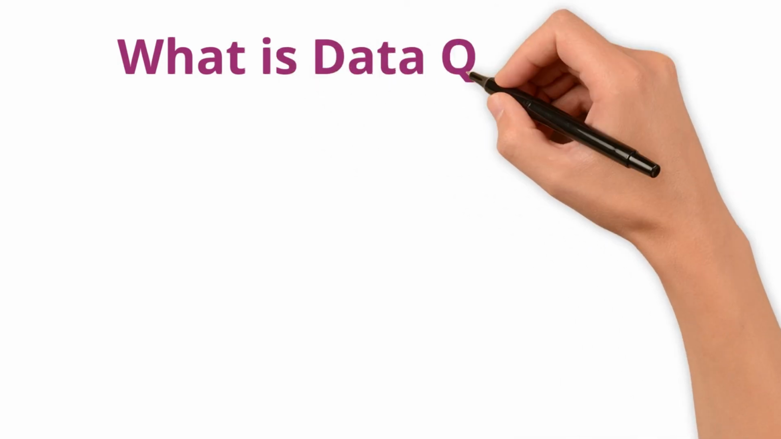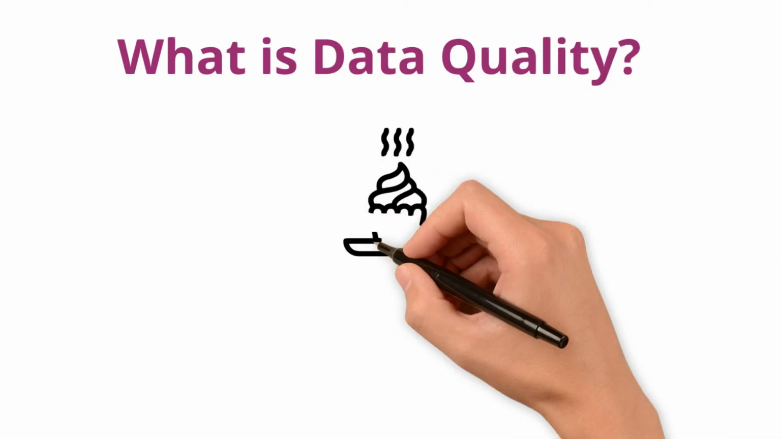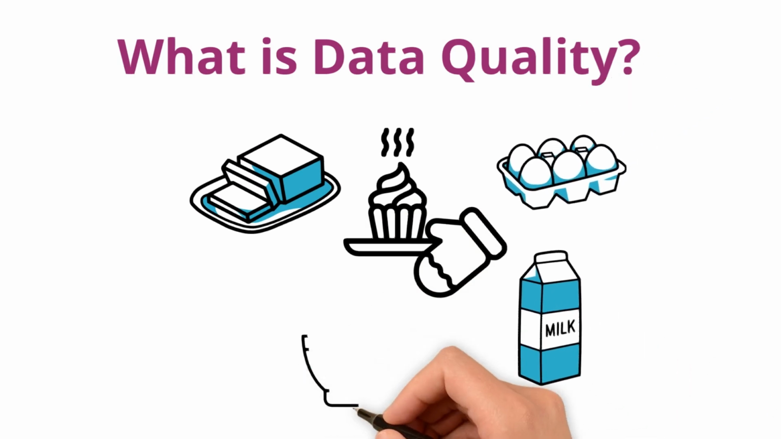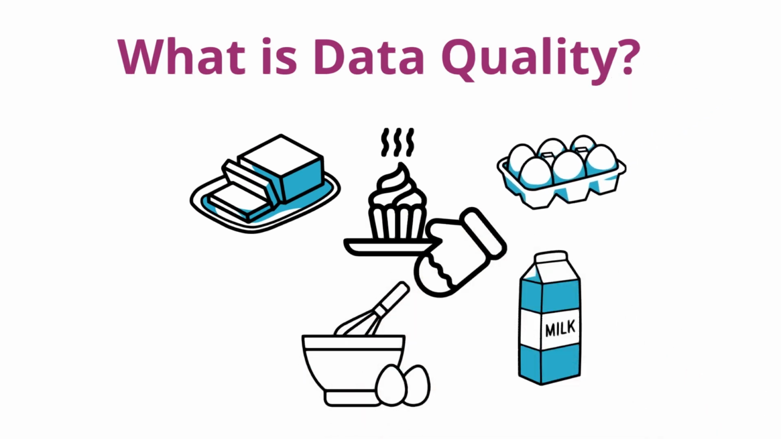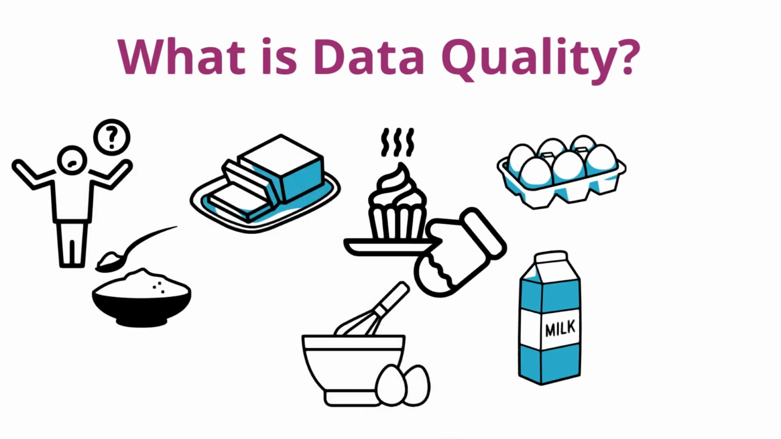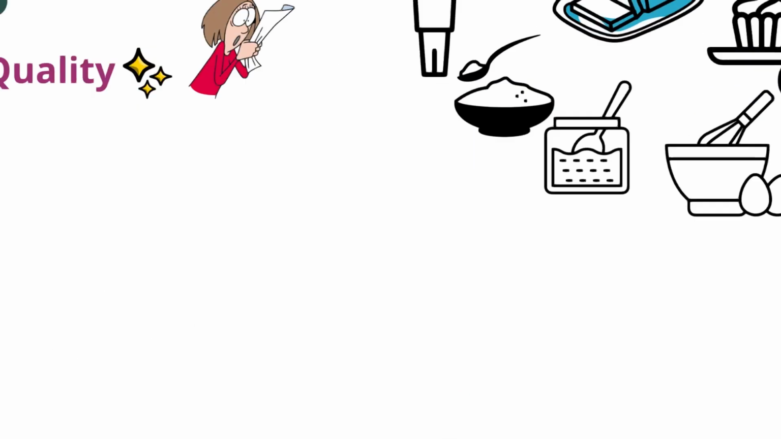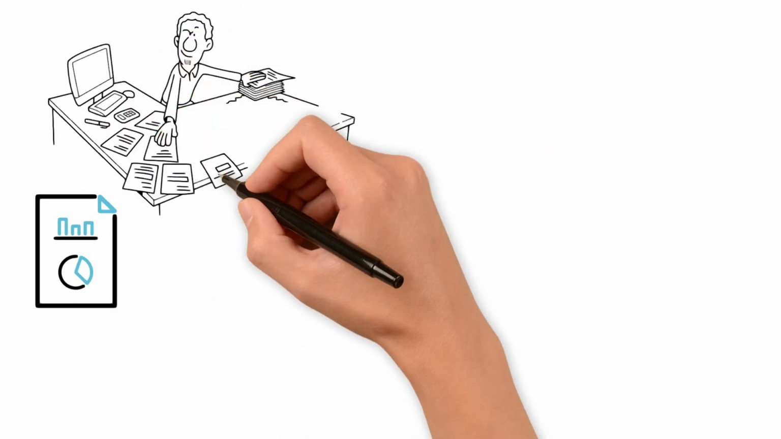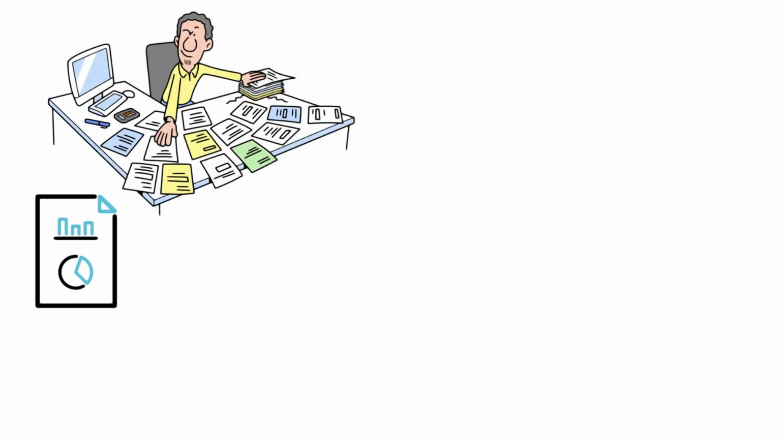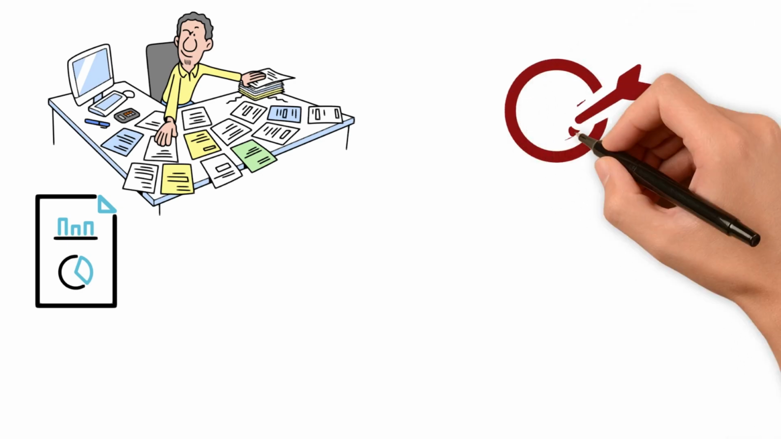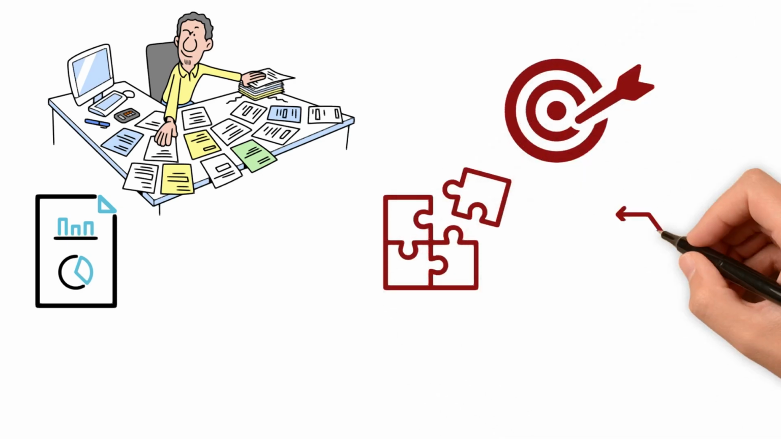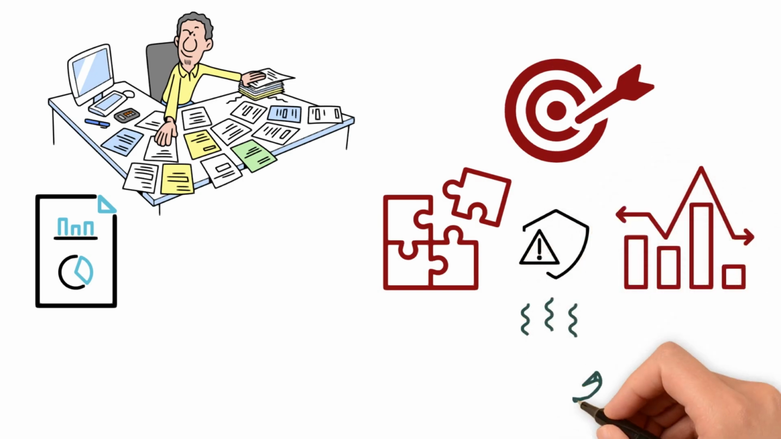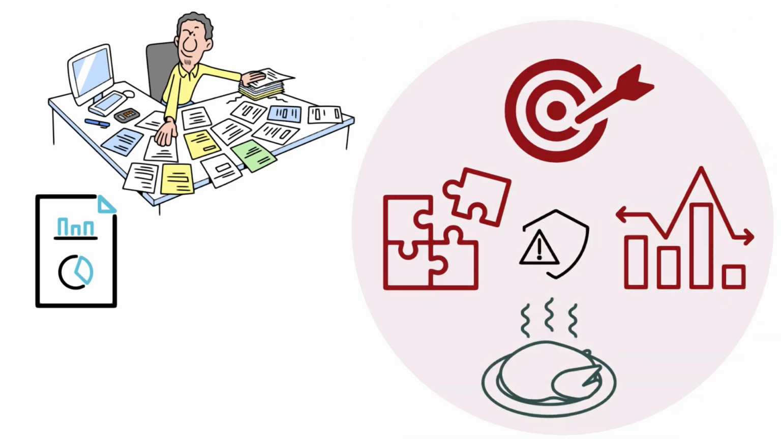What is data quality? Imagine a delicious recipe. You gather all the ingredients, follow the steps meticulously, but then you realize you used baking soda instead of sugar. Data is similar. We collect information, analyze it, and use it to make decisions. But if that data is inaccurate, incomplete, or inconsistent, our results will be as disastrous as that burnt cake.